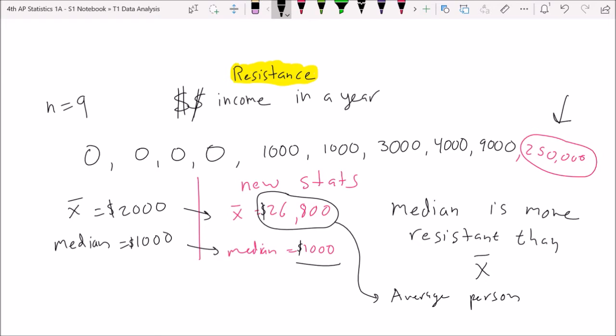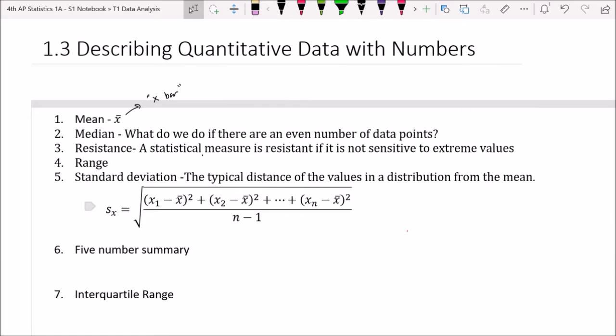If you have a data set with no outliers and no skewness, the average is perfectly fine. And we're going to be using the average a lot. But we always have to be aware that it's not very resistant, especially compared to median. And so in some cases, it's not an appropriate statistic to use, at least unless we're trying to be misleading. So that is resistance.